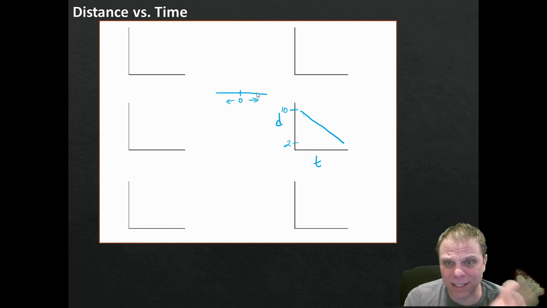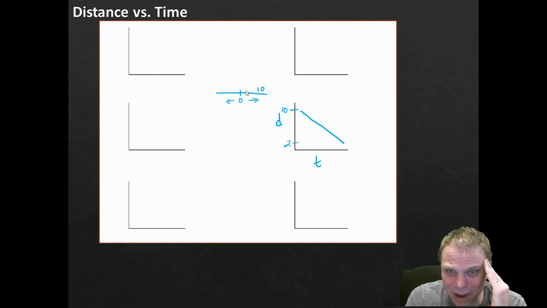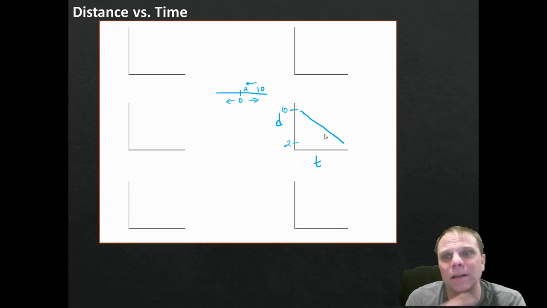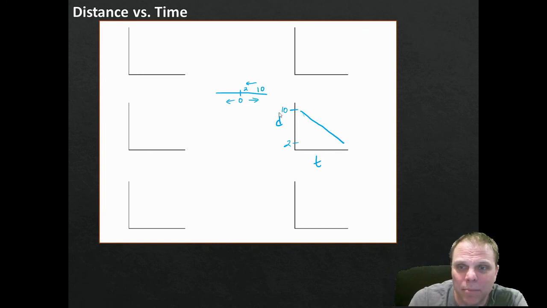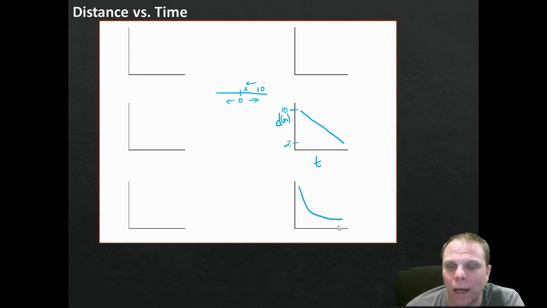And so if I start at 10 and I go back to 2, then my line would look a little bit like this. Now it's constant velocity. In this case, I'm continually moving at a consistent rate backwards from 10 to 2, 10 meters to 2 meters, right? Because these would be little meter values. What would it look like, or what would it mean, if I were to see it go like that?